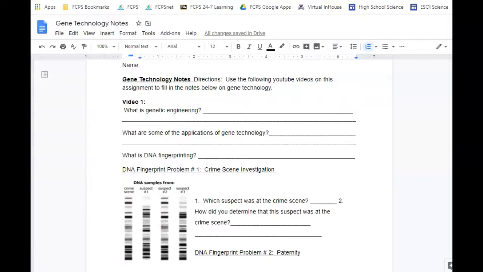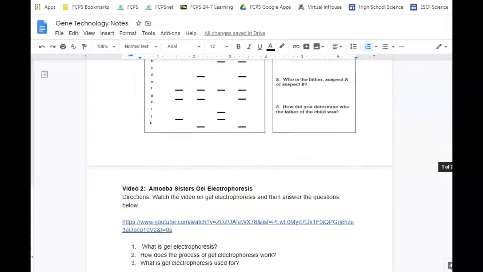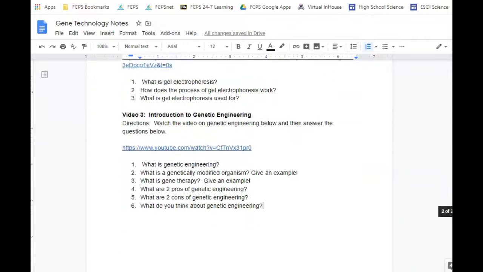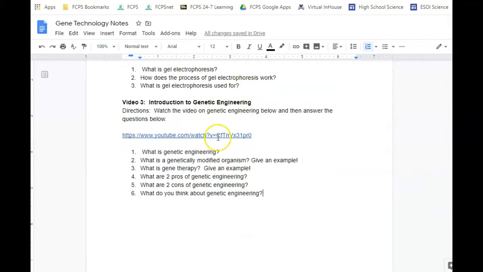So what should you do with this information? First, you'll fill in the notes on Google Classroom, and these notes match up with what I just said. Next, you'll watch an Amoeba Sisters video on gel electrophoresis and answer these questions below. Finally, you'll watch this video introducing genetic engineering and answer these questions. And then you'll submit your work in Google Classroom. In class, we'll discuss your work and we'll go over next steps.